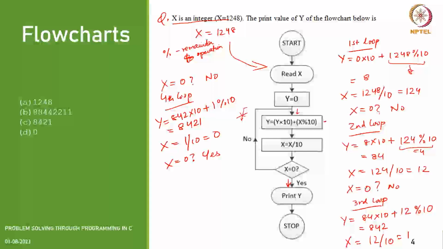And what is the value of y then? The value of y is 8421, right? This is what is going to be printed, and then the program stops. So here the correct answer is 8421.